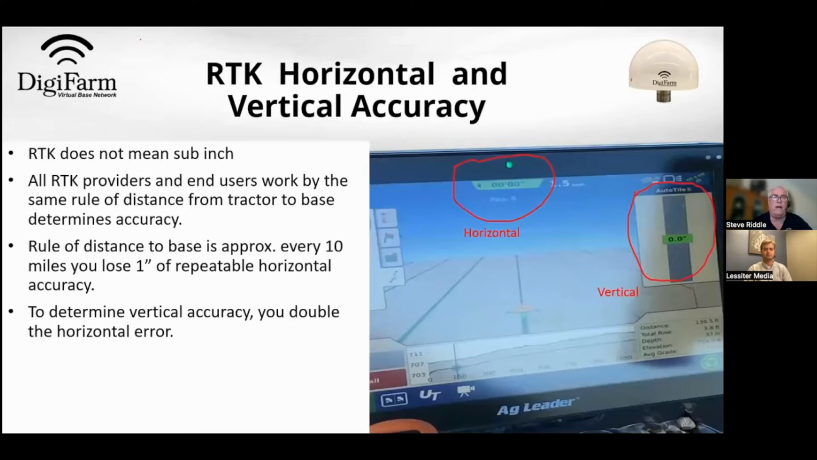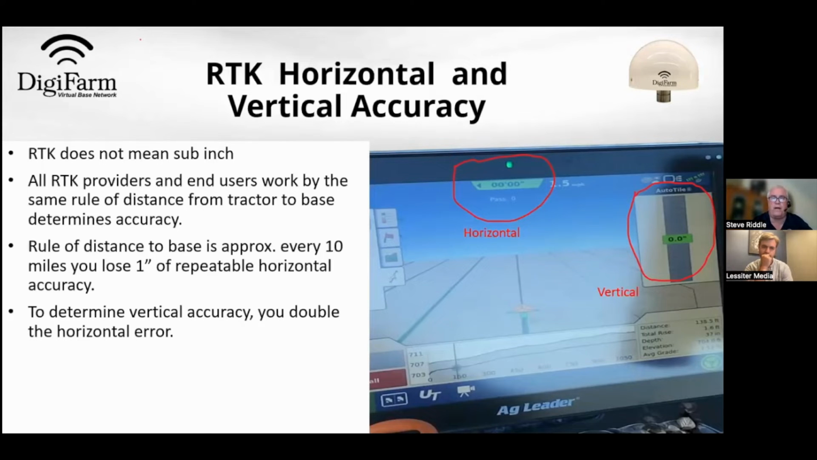When I first heard the word RTK, and for quite some time, every time I heard that, I simply thought of sub-inch repeatable accuracy year after year. What I learned at some point was that that's not necessarily true. So that's part of what we're going to talk about today.